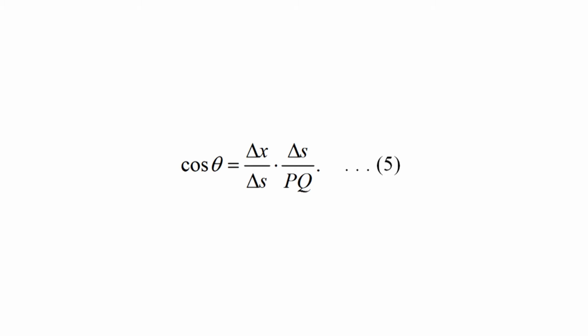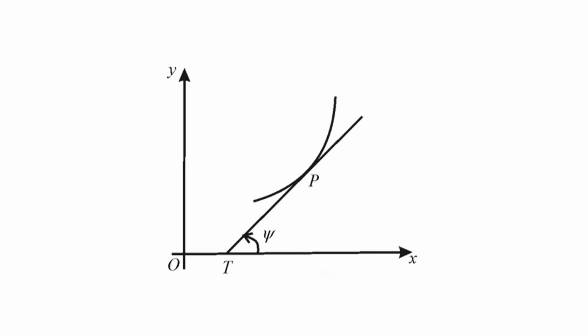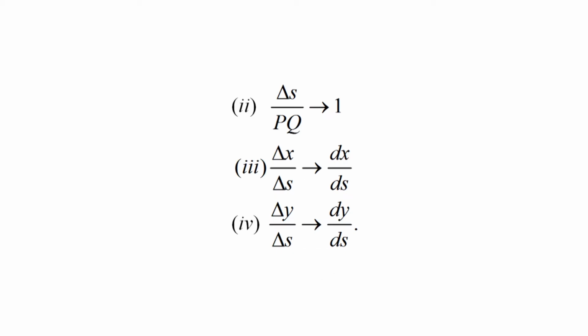Similarly, cos theta is equal to delta x by delta s times delta s by PQ. We call it equation number 5. In the limit when Q approaches P, PQ becomes the tangent at P so that theta approaches psi, where psi is the angle made by the tangent line at P with the x axis. Delta s by PQ also approaches 1. Delta x by delta s approaches dx by ds and delta y by delta s approaches dy by ds.